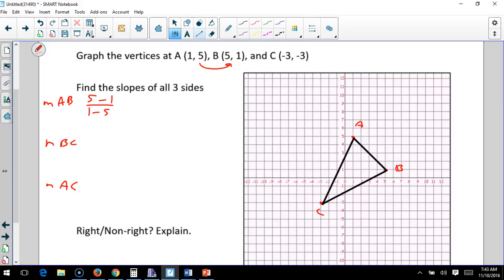Now look at AB. Should it be positive or negative? Think about that ahead of time. It should be negative. So 5 minus 1 is 4, and 1 minus 5 is -4. So that's a -1 slope.